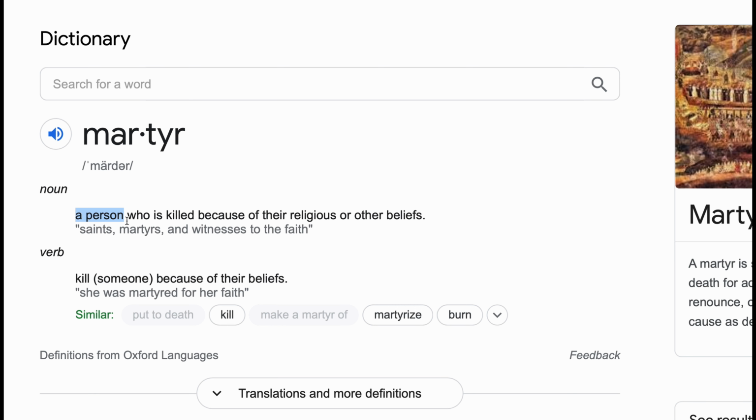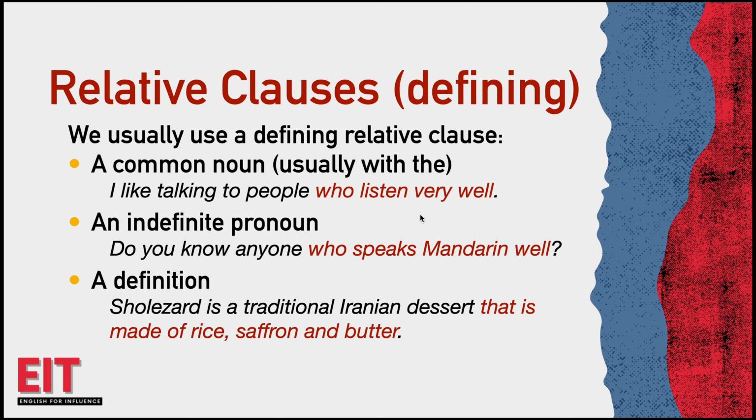But we don't want to just stop right there. We want to give a specific description. What kind of person? A person who is killed because of his religious beliefs. So this is one usage of a defining clause. Okay, let's summarize the things we've learned so far. We usually use a defining clause when we're describing or defining a common noun, an indefinite pronoun, or when we're giving a definition.